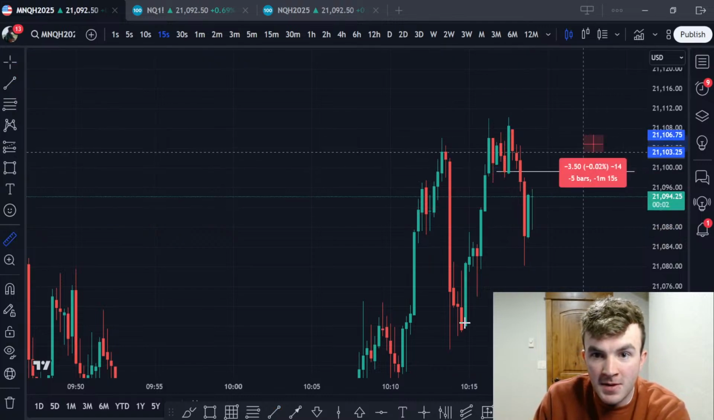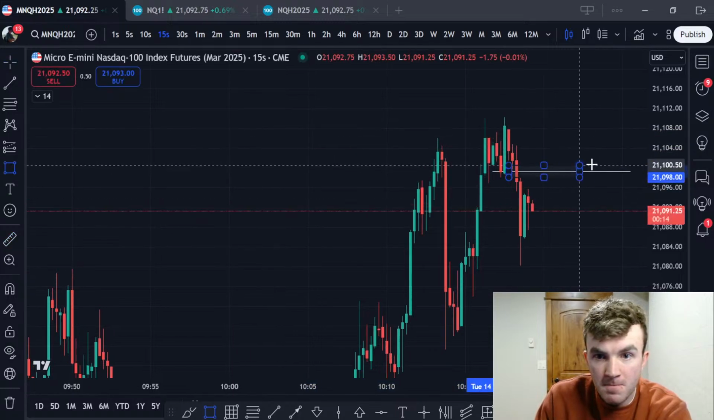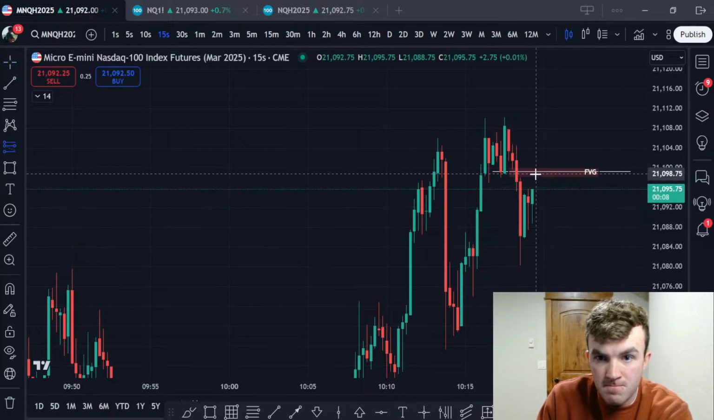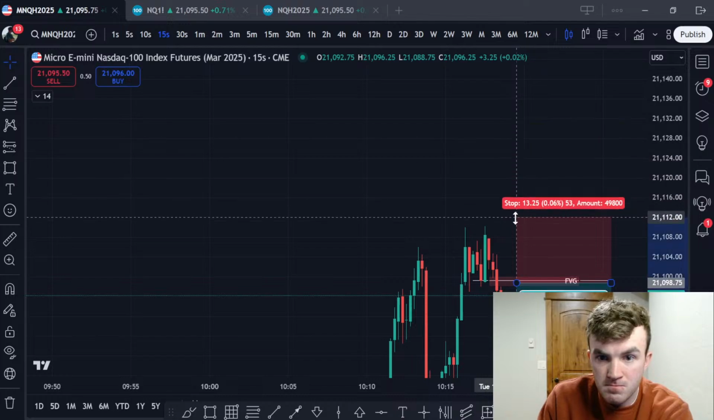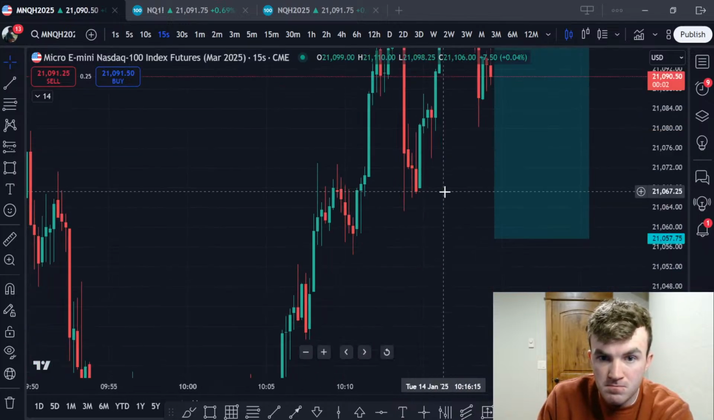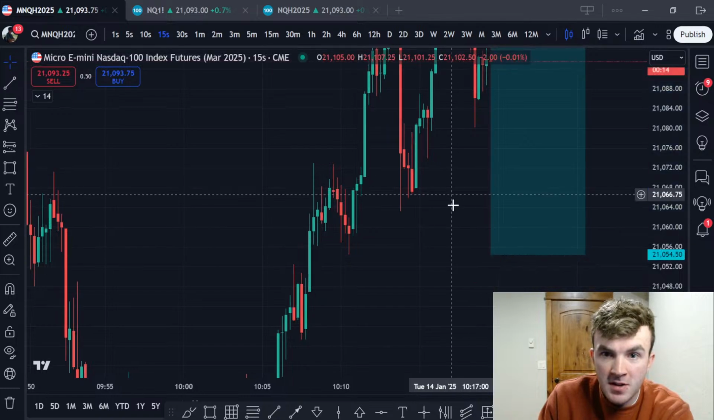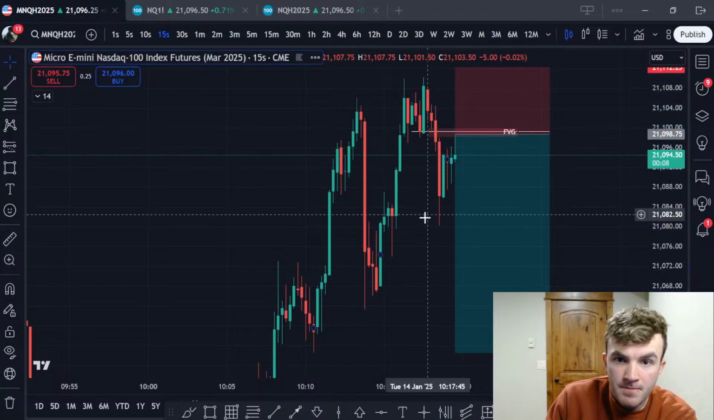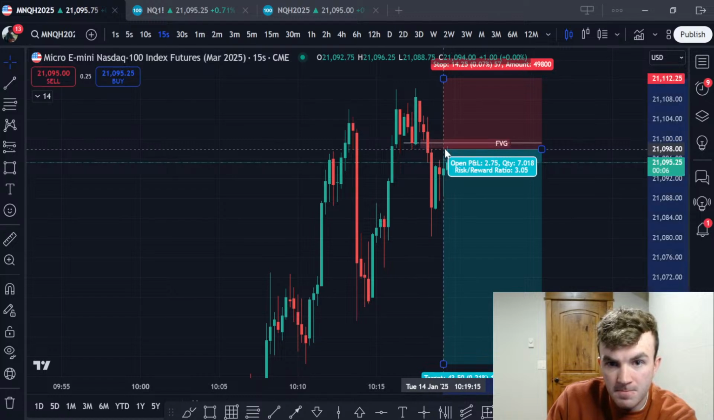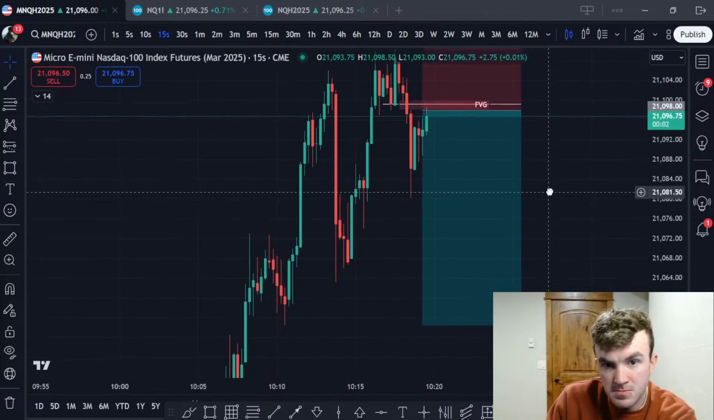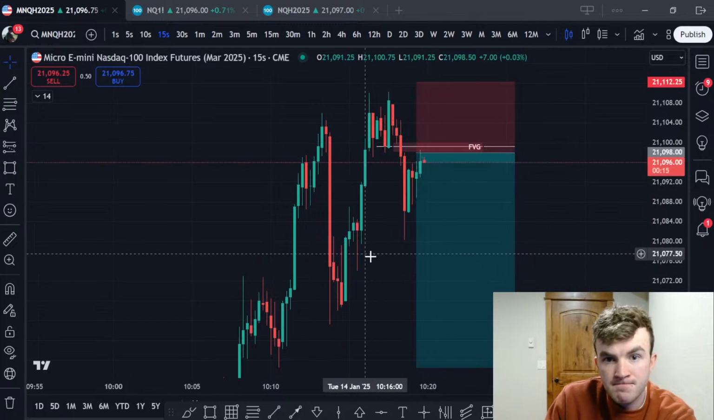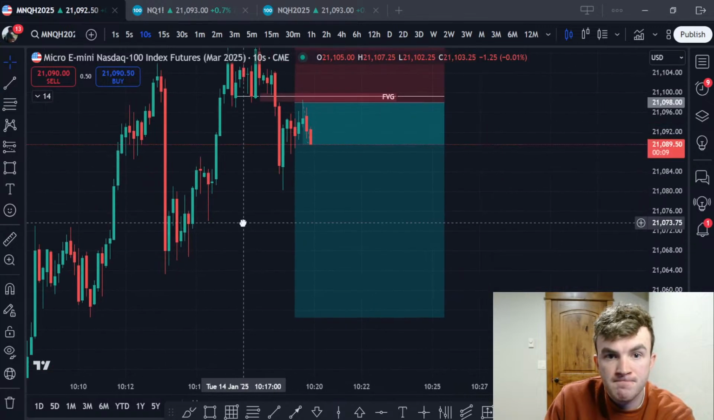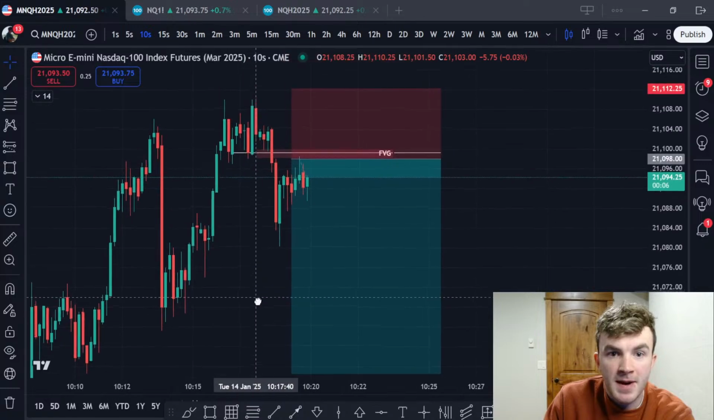Low key, this is probably gonna work. Really obvious trendline liquidity. I want to take this so bad.